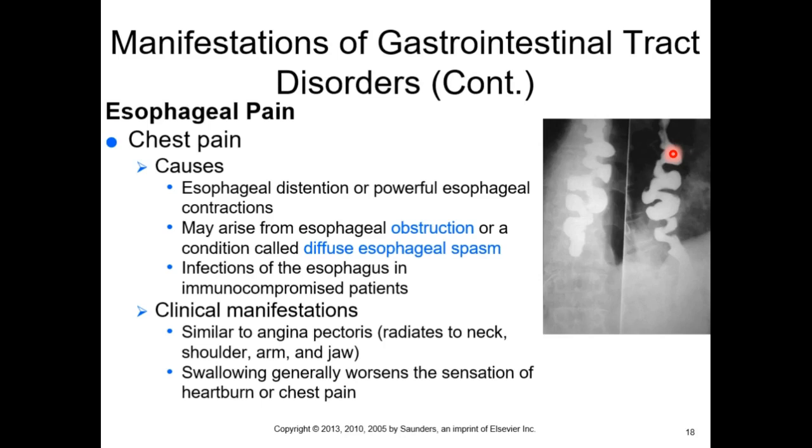This is why you learn peristalsis in AMP2. Again, that's going to cause some manifestations such as angina pectoris, pain to the neck, shoulder, arm, and jaw, and swallowing worsens that sensation. As the women in my family get older, they tend to avoid eating certain things.